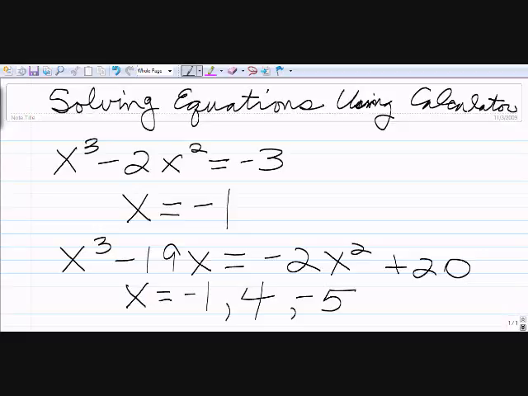Yeah, you'd get a true statement. If you plugged in negative 1, you'd get a true equality here. And 4, you get true equality. And negative 5, you get true equality. Okay. Sometimes finding these intersections is really hard. Sometimes the calculator doesn't want to give you some of these intersections.